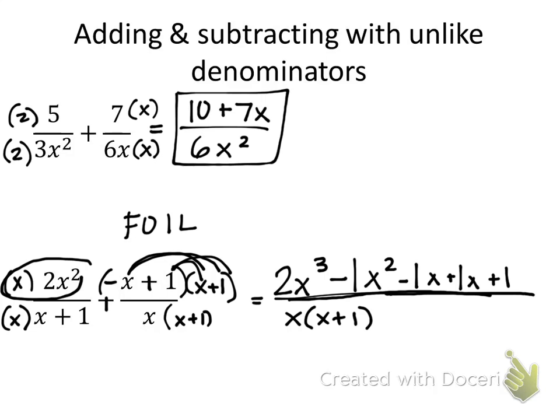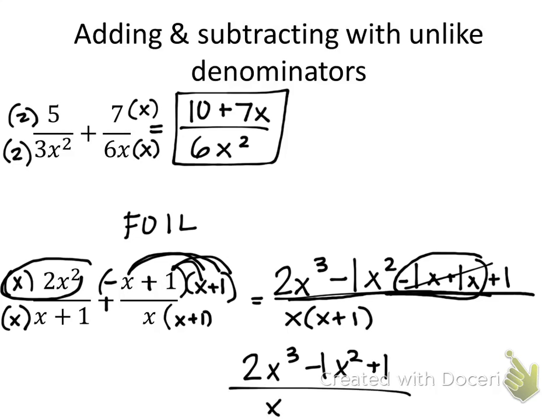Do you see anything in our numerator that we can combine like terms? Negative 1x and 1x. Well, what happens when we combine those? Cancel out or give me 0, so I don't even have to worry about it. So now I just write 2x cubed minus 1x squared plus 1 over x times x plus 1. That's the answer. Okay?